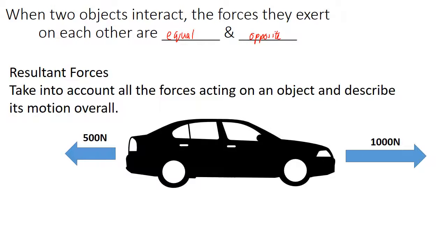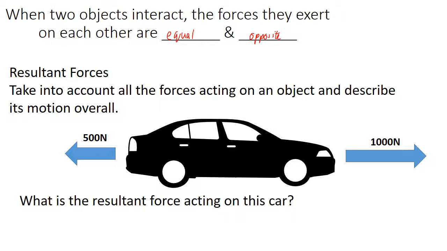Now, resultant forces take into account all the forces acting on an object, and they give you an overall impression of what the object is doing. So if we look at this car here and we think about what the resultant forces acting on this car are, well, we've got 500 newtons of resistance acting on this car. Now, this is drag, and it could be air resistance or it could be friction that's causing it, but overall we've got 500 newtons wanting to pull that car backwards. And we've got 1,000 newtons of thrust trying to push that car forwards.